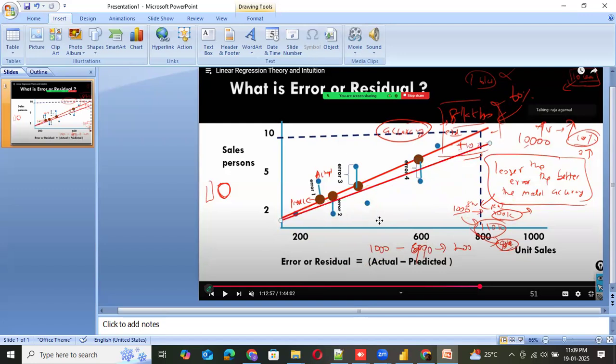Or let's say you can draw lines. In this case, this value is very close to this one. That means it is fitting very well to this value. But for this value, it is too far. This line, isn't it? For this value, it is too less. For this value, it is too far. So that's why I told you what is a best fit line.